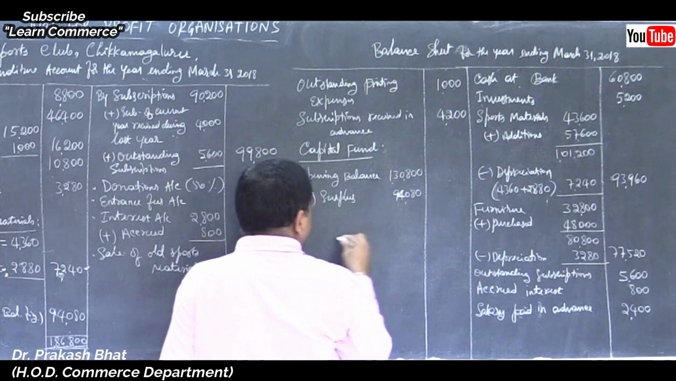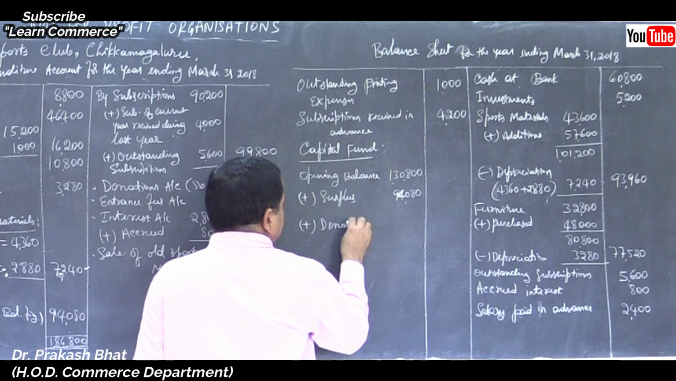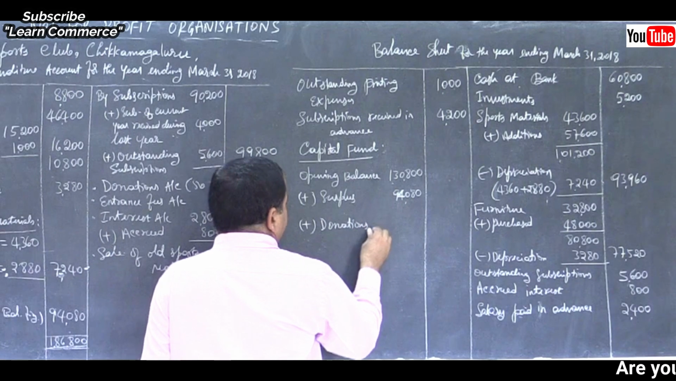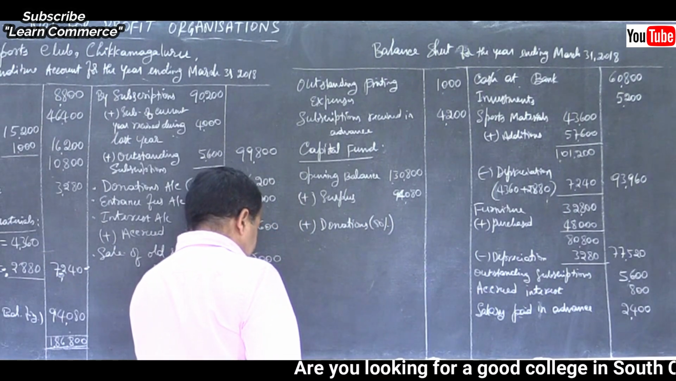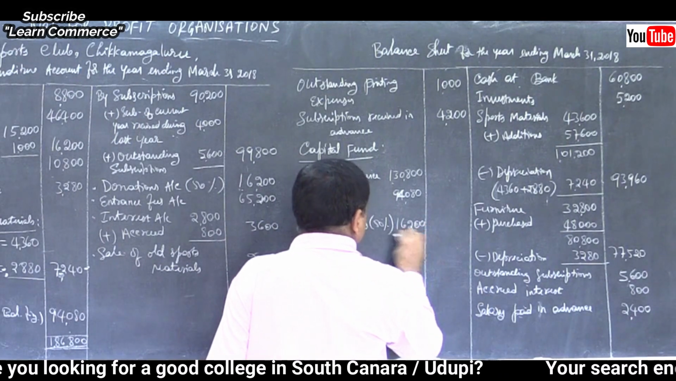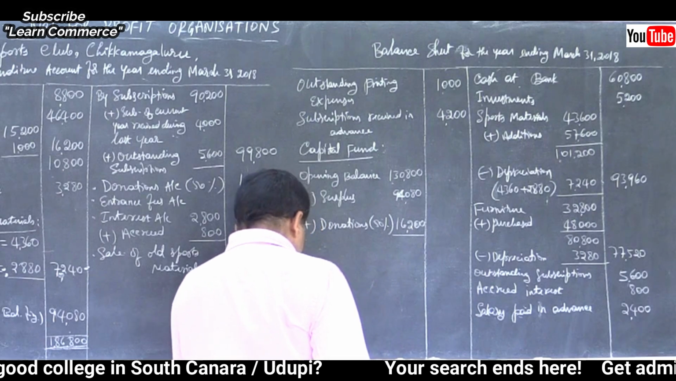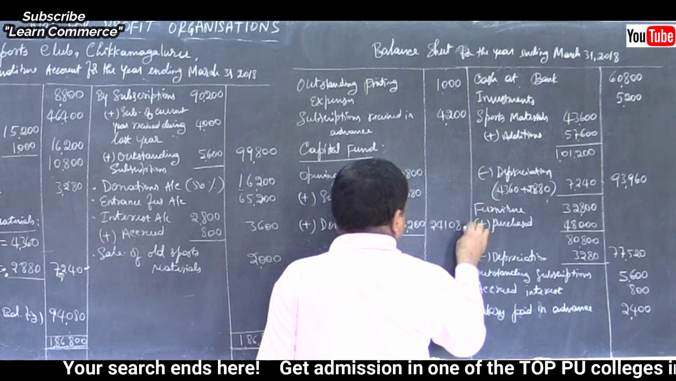Then capitalized receipts, add donations 50%. They told us in the problem to capitalize 50% of donations. How much is it? 16,200. Together, write it in the outer column: 2,41,080.